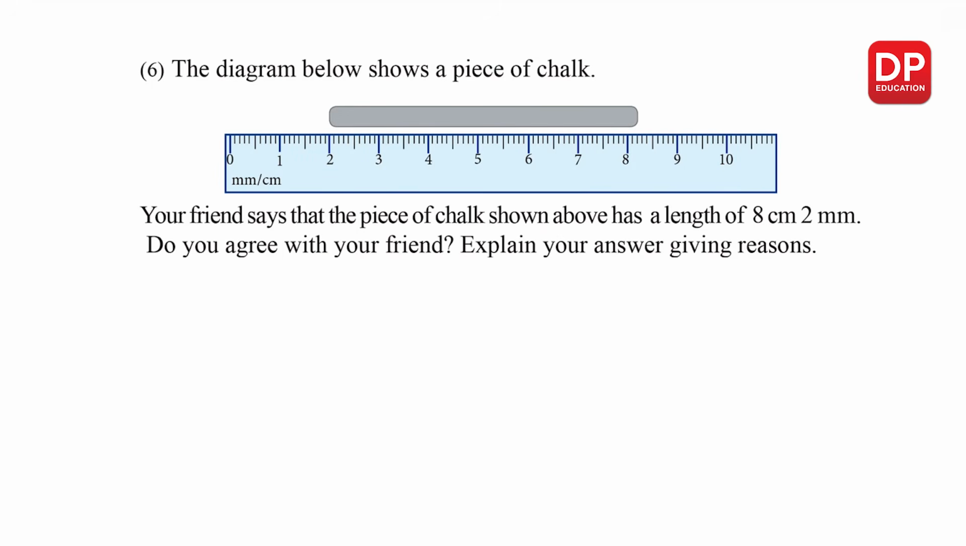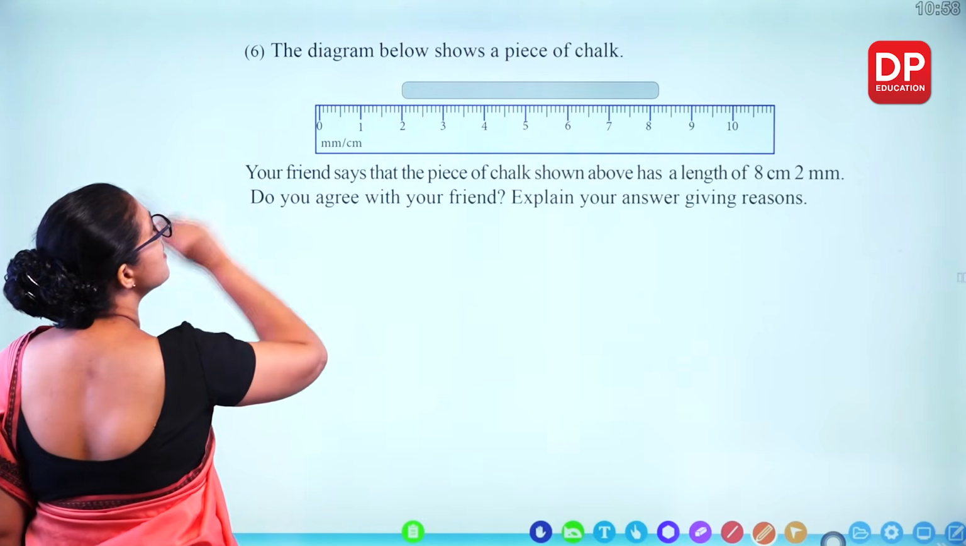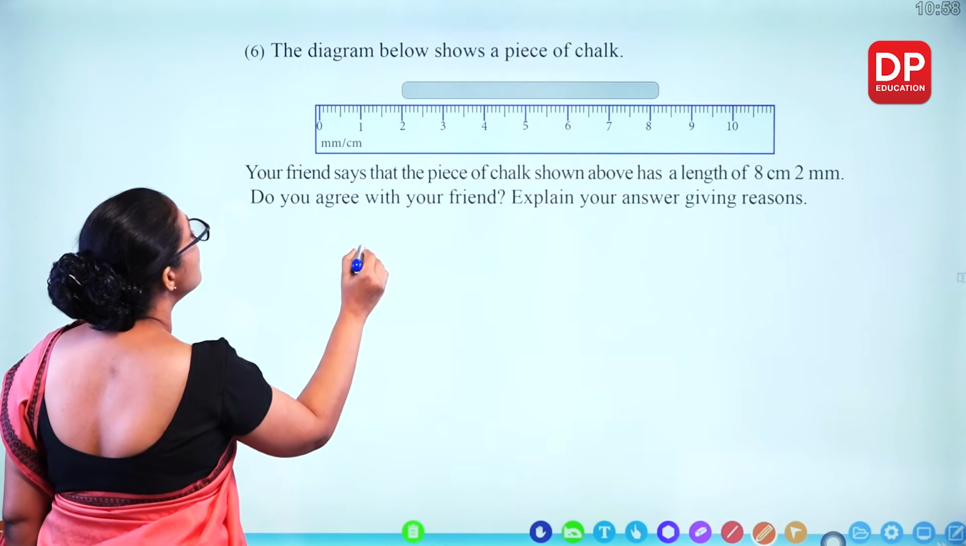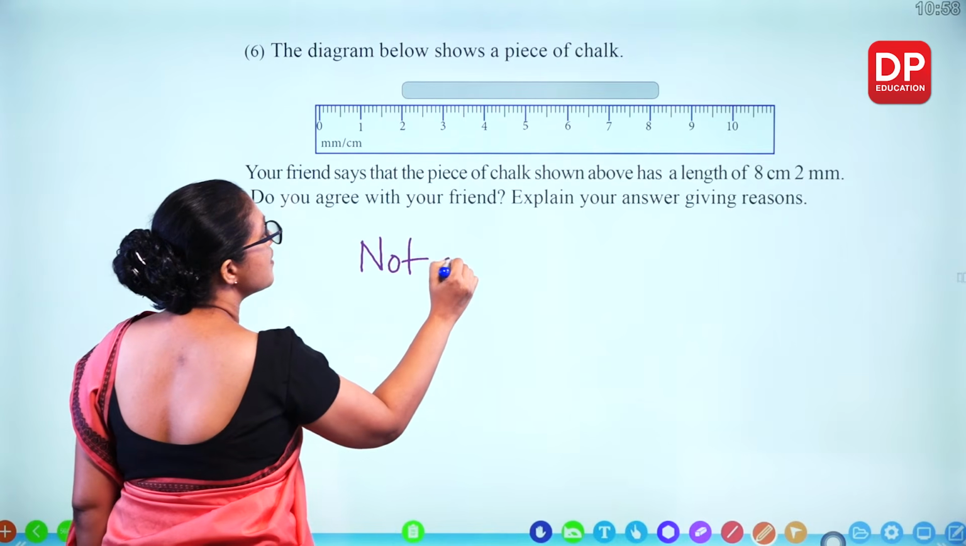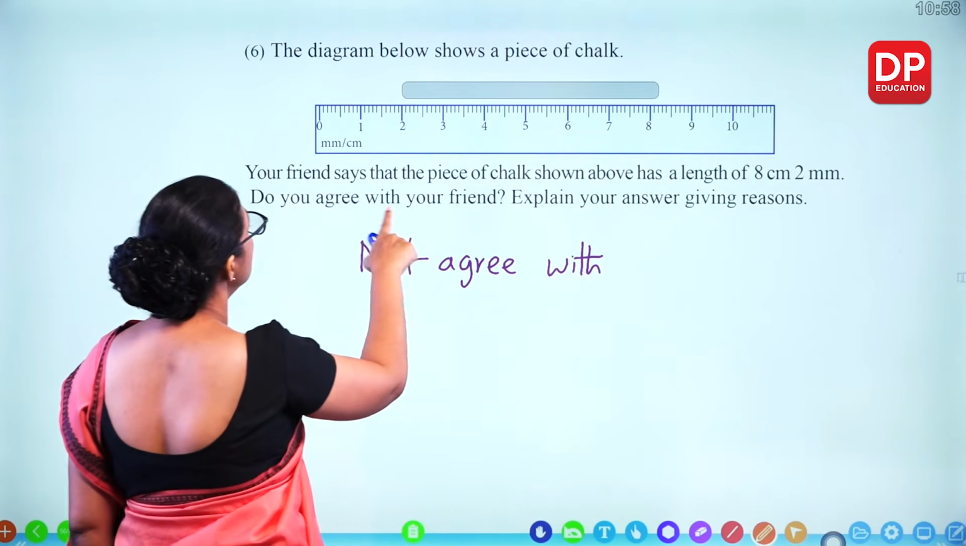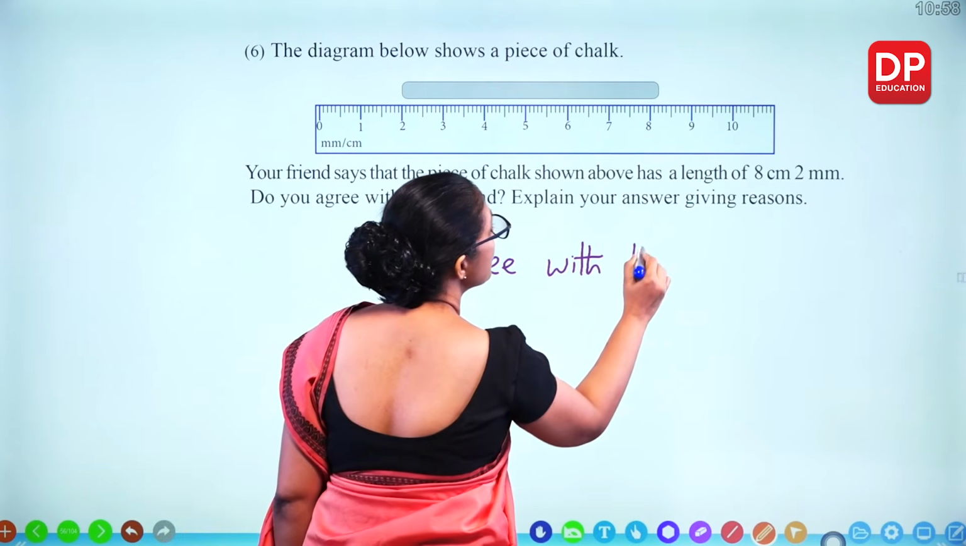The diagram below shows a piece of chalk. Your friend says that the piece of chalk shown above has a length of 8 centimeters and 2 millimeters. Do you agree with your friend? Explain your answer giving reasons. We can't agree because the other end is here, not at the 0 point. So, not agree with the friend.